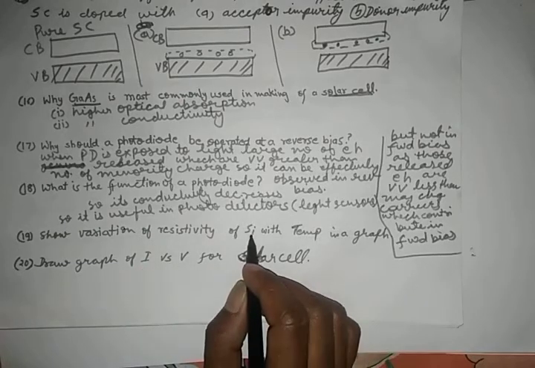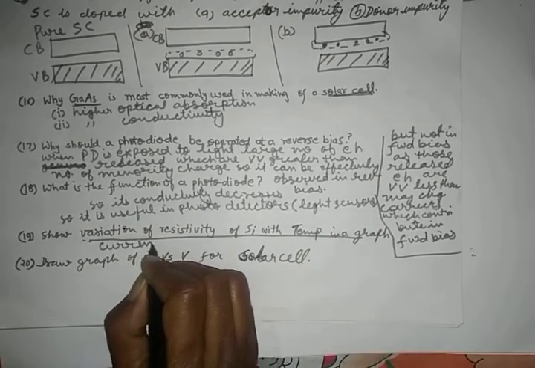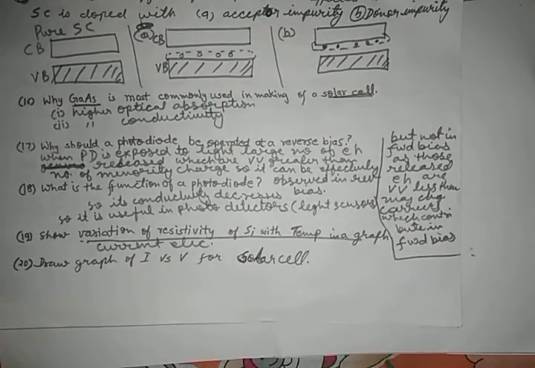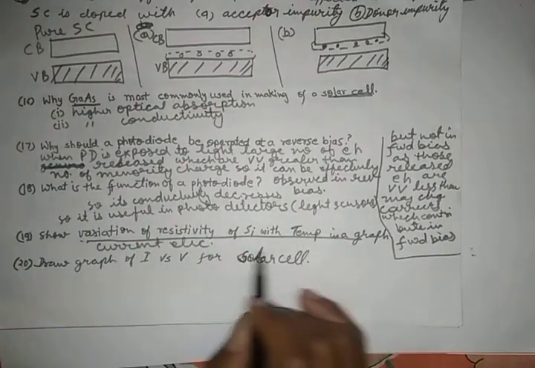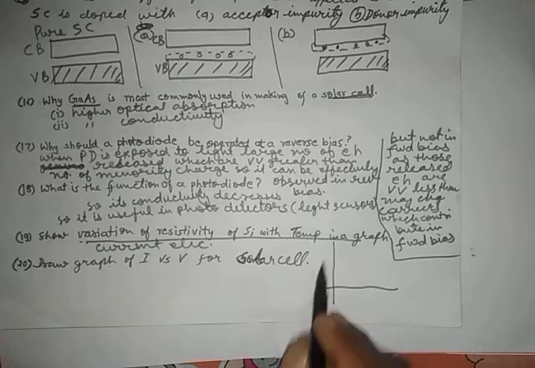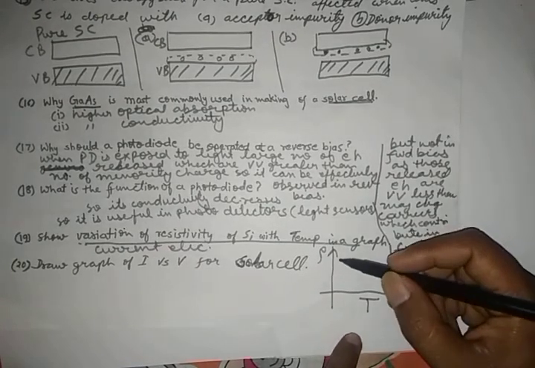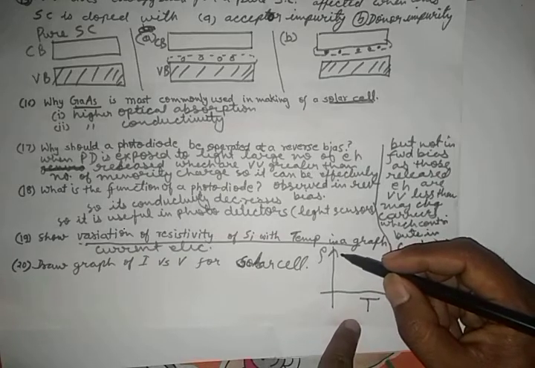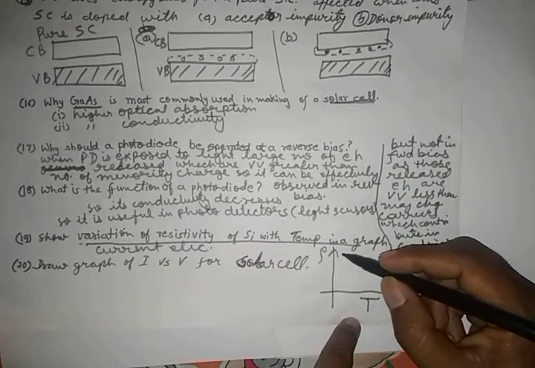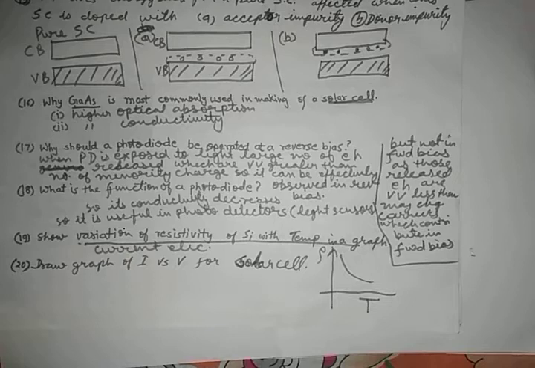Show variation of resistivity of silicon with temperature. Well, this question is related to the current electricity chapter, but people might get confused about this. There are several graphs of copper and silicon and all that. So the variation of resistivity with temperature is like this. We know that at 0 Kelvin resistivity is very high, so it almost acts as an insulator. But as temperature increases, resistivity decreases in inverse proportion. That is why it is a graph with a slight curve.